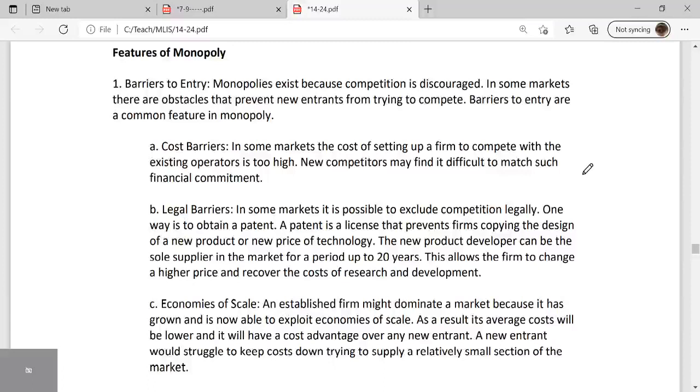Okay, so some of the barriers are like cost barriers. Sometimes there is a very high cost involved, so it's difficult for a new firm to invest and enter the market. Then there are legal barriers. Sometimes government can provide legal barriers. It can be done in terms of patents as well. Patents are a license to prevent copying of a new innovation.